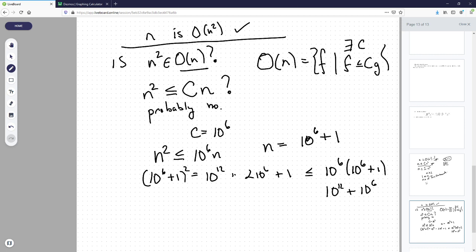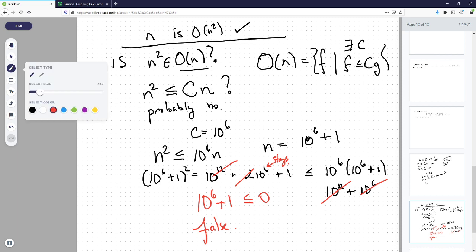But what we see is that the 10^12 is going to cancel here, and one of these is going to cancel. I should just cancel out that 2. The 10^6 stays. And so this is saying that 1,000,000 plus 1 is less than or equal to 0. And the good news about that is that this is false. Right? So what we know is that if two functions are of different classes or different orders, then n squared is not big O of n.